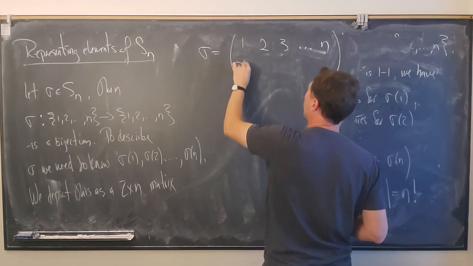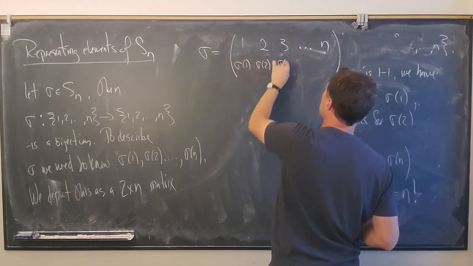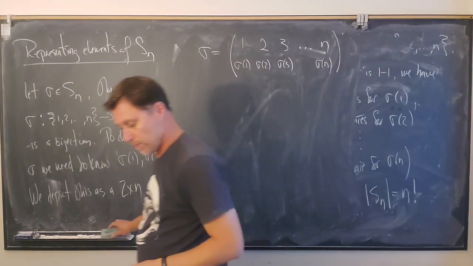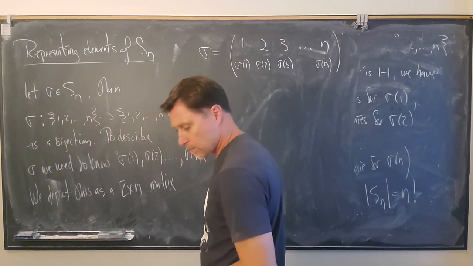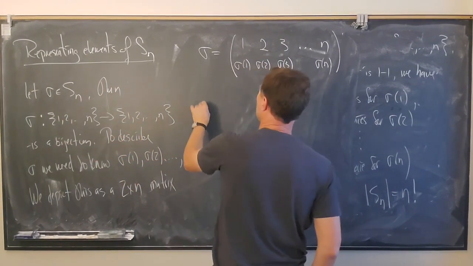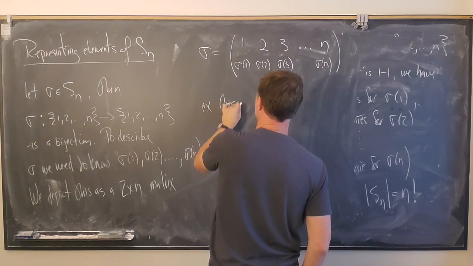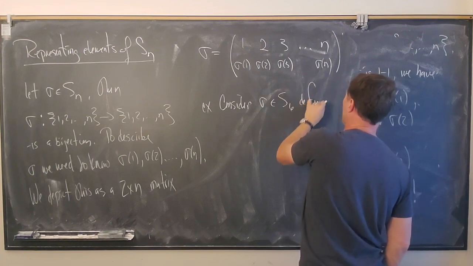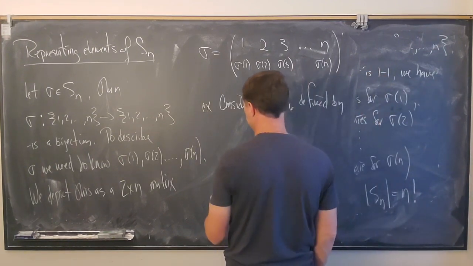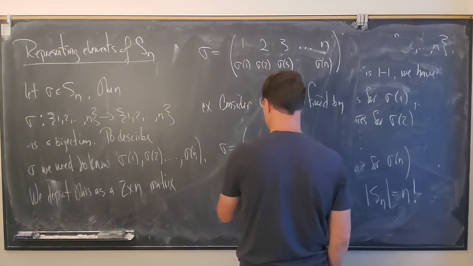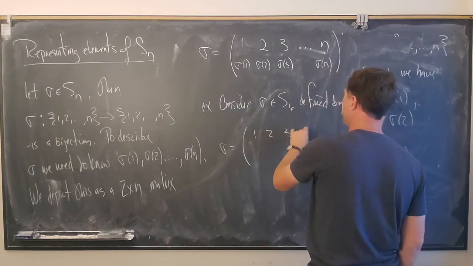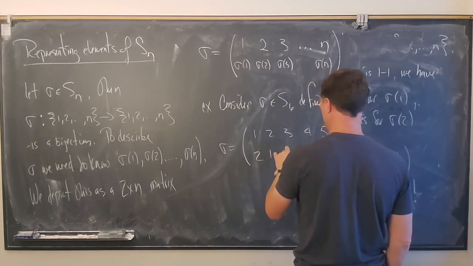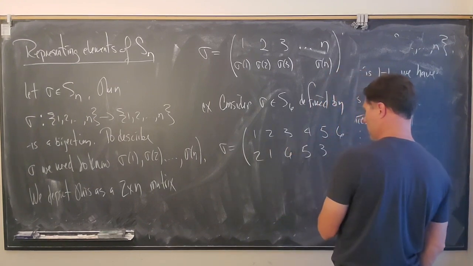So we'll have a sigma of 1 and a sigma of 2 and a sigma of 3 all the way to sigma of n. All right. So, for example, consider sigma in S6 defined by sigma is equal to 1, 2, 3, 4, 5, 6, 2, 1, 6, 5, 3, and 4.